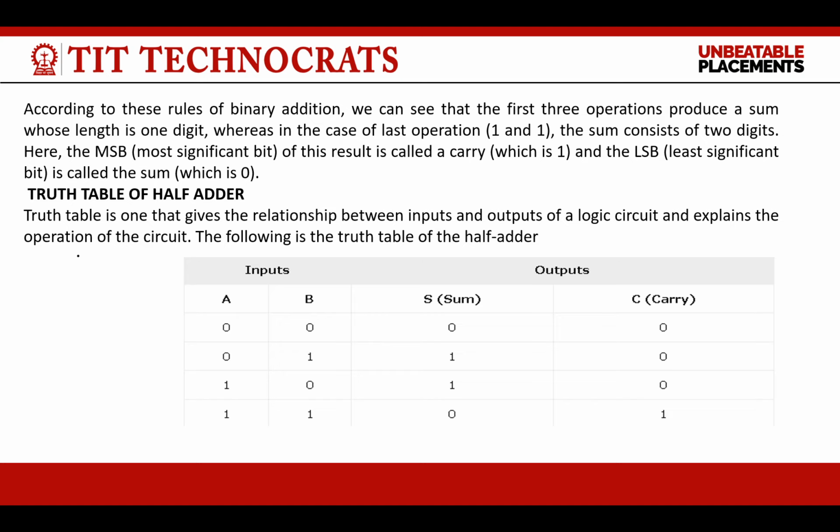binary rules. If I add 0 and 0, I get sum 0 and carry 0. If I add 0 and 1, I get sum 1 and carry 0. If I add 1 and 0, the sum is 1, carry is 0. If I add 1 and 1, sum is 0 and carry is 1. So we have tabulated all these results in the truth table.